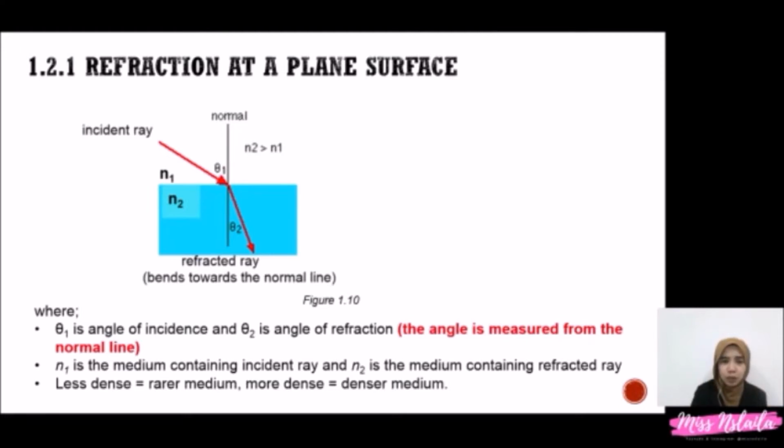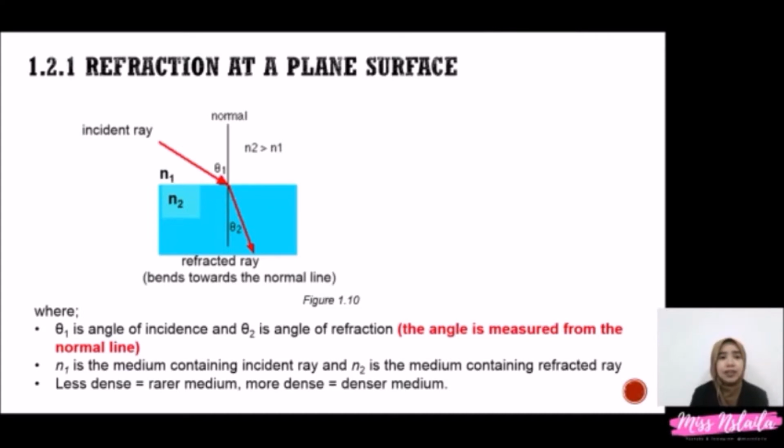So how do we know which one is N1 and which one is N2? Any medium that contains the incident ray is N1. Any medium that contains the refracted ray is N2. So for this figure, the incident ray is in N1 while the refracted ray is in N2. Given that N2 is greater than N1, we can say that N2 is denser compared to N1.